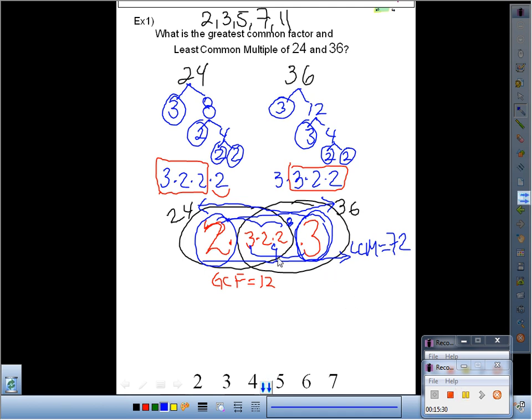For those of you that missed it, look up. What was left over here? 2. If we multiply that times the other number, what is 2 times 36? 72. 3 times 24 is 72. Or if you multiply all these all the way across, it's 72. Copy that, please.